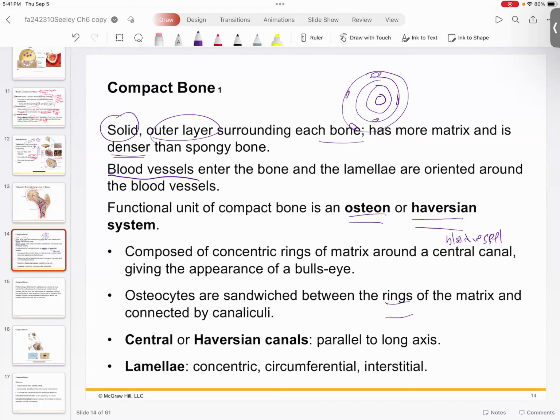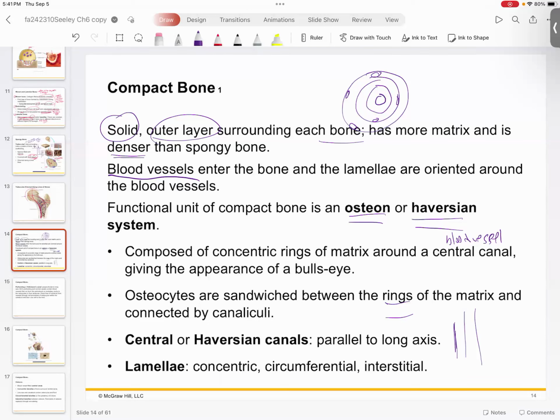So these little cell processes, these little tentacle-like structures, have little tunnels that they go through in order to connect themselves to the blood supply. So the central canals, or the Haversian canals, are generally parallel to the long axis. So that basically means the long axis of the bone. So the Haversian canals or the central canals basically will run parallel to the axis.